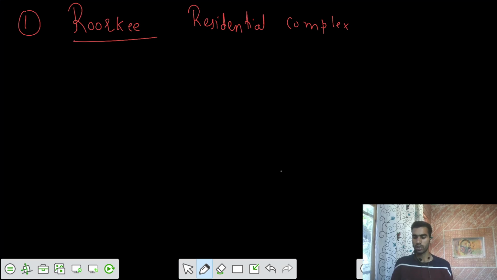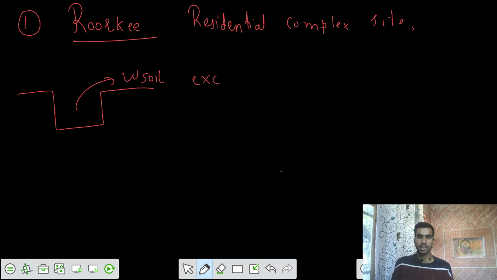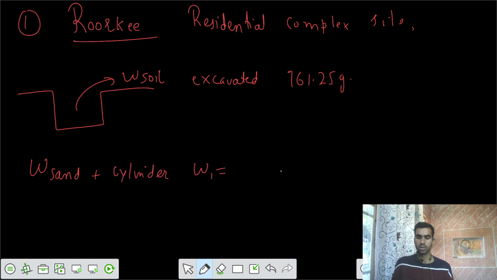We want to make a residential complex site. So we excavated soil, and the weight of soil excavated was 761.25 grams. It's also given that the weight of sand plus cylinder, which we write as W1, was initially 10500 grams.